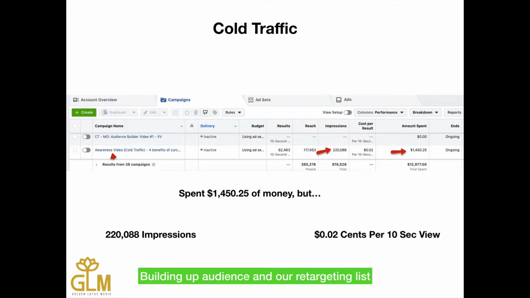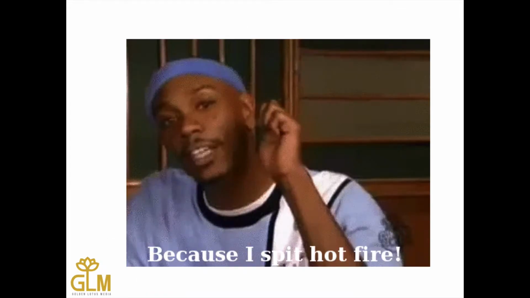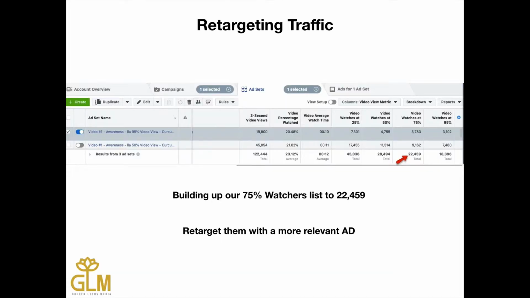But now with cold traffic, based upon our education strategy and our Manychat strategy here, we've only spent about $14.50 in this particular campaign. We've gotten about 220,000 impressions, and we've got 2 cents per 10-second video view, right? So now we're just building up our audience, getting ready for that retargeting hot campaign, right? Because you want to spit hot fire, because I spit hot fire when it comes to retargeting your traffic, right?